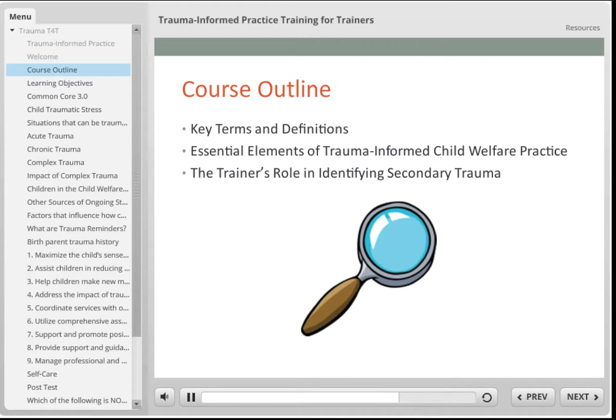You also have a unique role in responding to secondary or vicarious trauma as it comes up in the classroom. By providing a safe space for these discussions and reinforcing self-care for the trainees, you are helping to create an environment where social workers and families thrive.